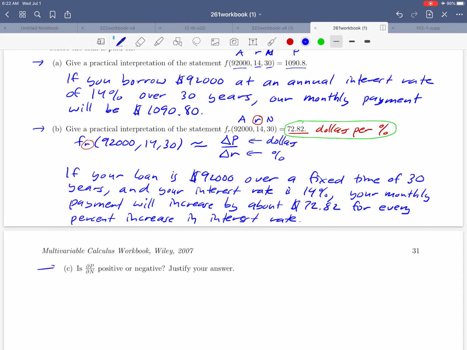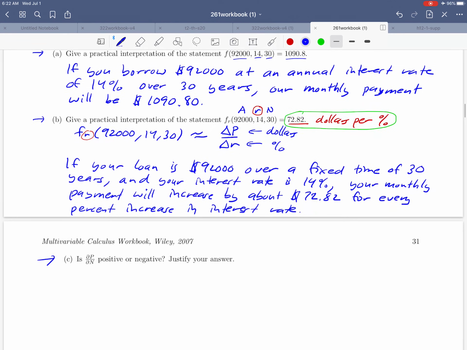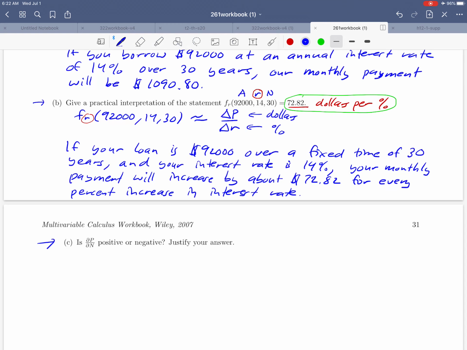Finally, let's take a look at C, which is at the top of the next page. They ask us, is partial P partial N positive or negative? That's the rate of change of our monthly payment relative to N, the length of our loan. Let's think about this logically. I'm going to draw a rough sketch. We don't have a formula for this function, but we can still think about it. This is a rate of change of P, our monthly payment in dollars, relative to the length of our loan in years.